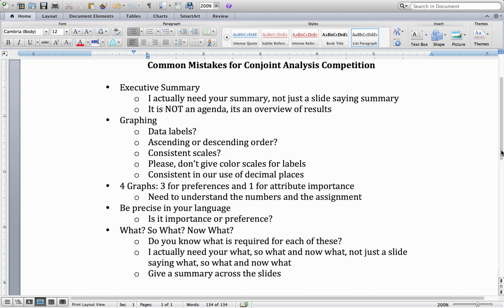Is it good for us? Is it bad for us? Should I worry? Should I be concerned? Should I be happy? And then the now what is the call to action. What do we do with this finding that we see? Okay. Last but not least, you always want to give a summary, kind of looking across your data, because I think that's what makes really good researchers.